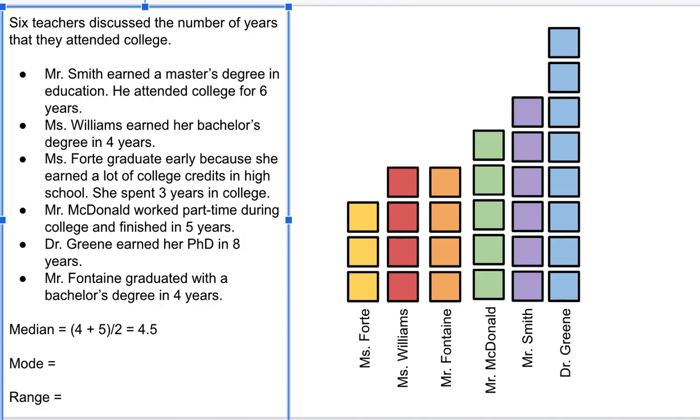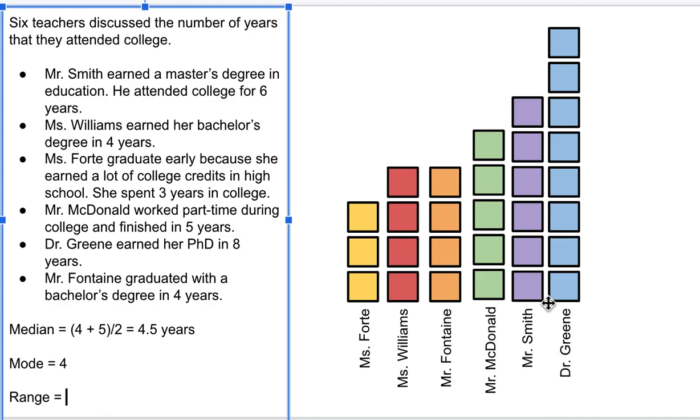And that comes out to 4.5. So to find the median when you have 2 values in the middle, just add those values together and divide by 2. That'll tell you the halfway point between those two values. In this case, it's 4.5 years. What about our mode? Is there a value that happens more than the other values? Well, sure there is. This time, we can see that Miss Williams and Mr. Fontaine both went to college for 4 years. That means that our mode is 4 for this set of data.